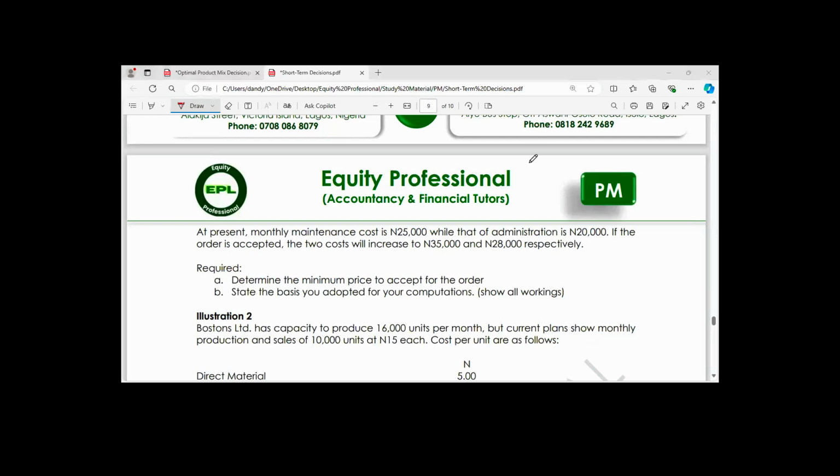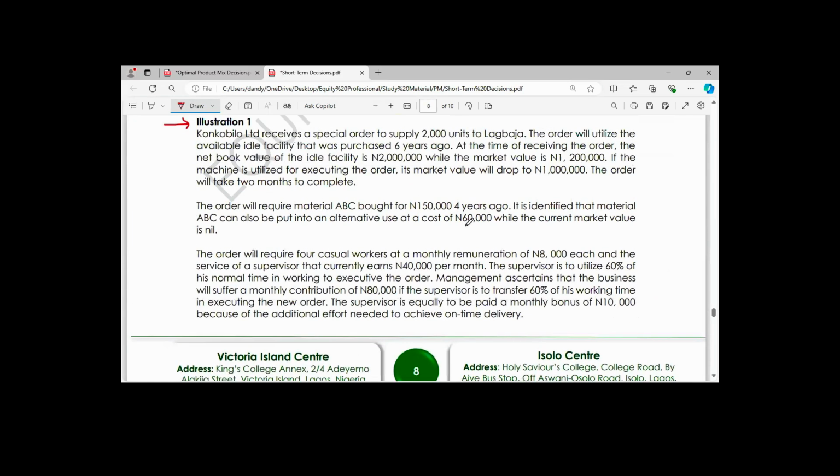Thank you very much, Tife. So that is the question. You can see from the requirements, examiner is asking you to determine minimum price to accept for the special order. So you want to determine minimum price. Basically, what examiner is expecting you to do in this question is to calculate relevant costs for the special order. So if that is the case, without wasting more time, please open the question at your own hand. So let me switch to the working notes so that quickly we can solve this question and move to the next one.